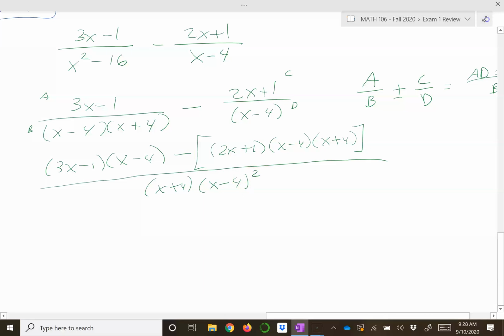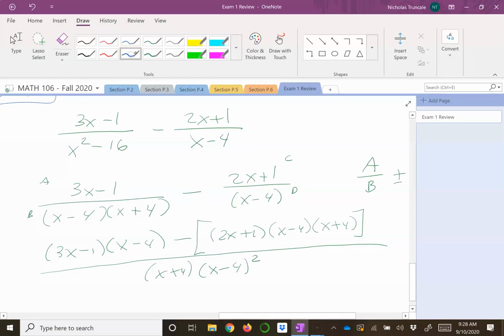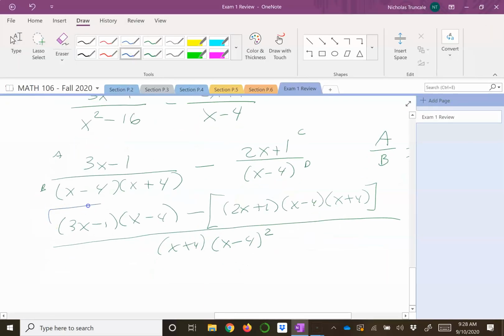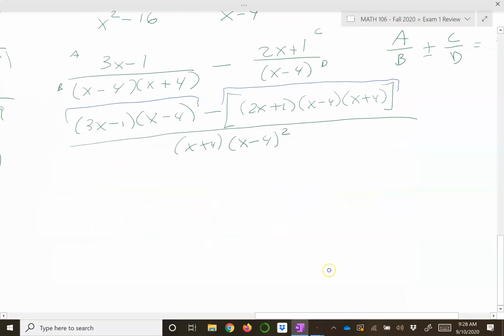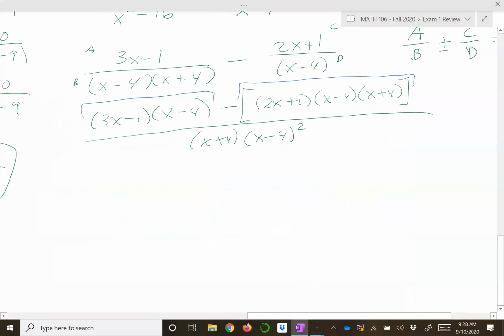Okay? Now I want to label something in blue here. This is one term in the numerator, and now this is a second term. Once you get to this point, your goal is to factor those two terms I have labeled with those blue brackets. So do I have any common binomial terms in each of those? What's common? It looks like the x minus 4.